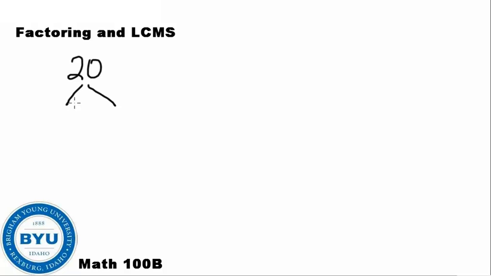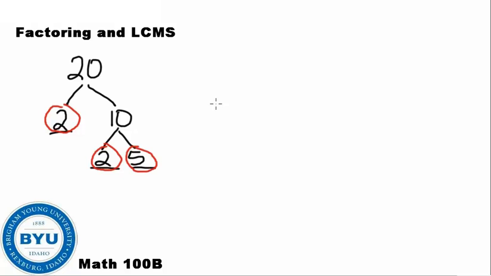Let's take a look at the number 20. We can break the number 20 down into 2 times 10. This number doesn't break down anymore, but 10 does. 10 can break down into 2 times 5. Notice these numbers here no longer break down, and that makes them unique. We call these numbers prime numbers. Prime numbers are numbers that can only be divided by themselves and 1.